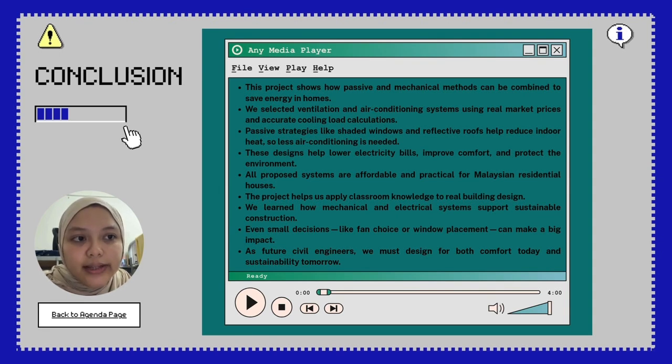Most importantly, this project taught us that even small design choices, like where to put a window or which fan to use, can make a big difference. As future civil engineers, it's our job to design buildings that are comfortable, affordable, and kind to the environment for future generations.